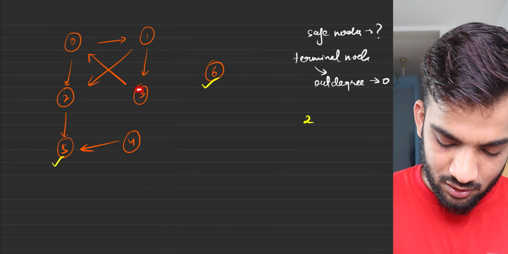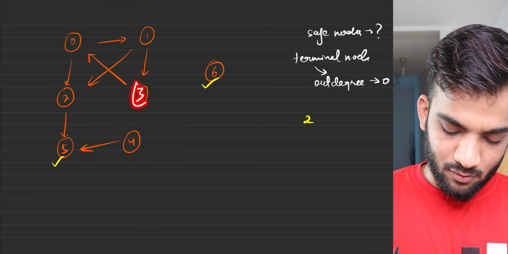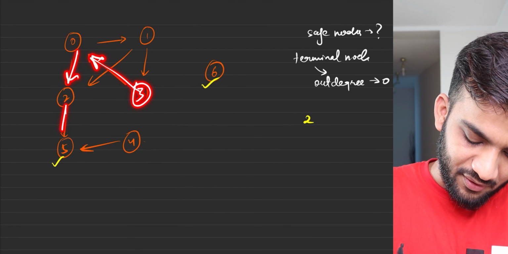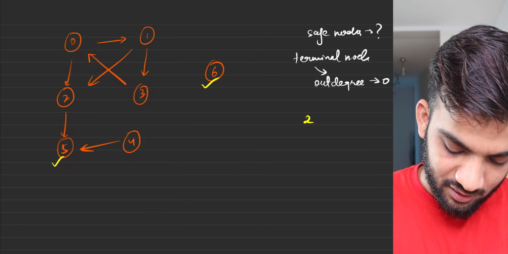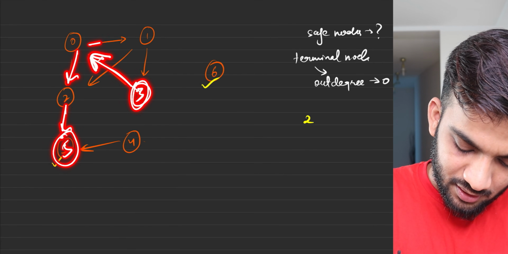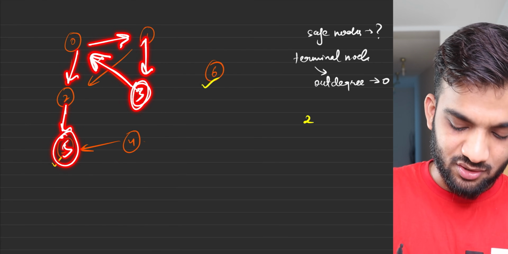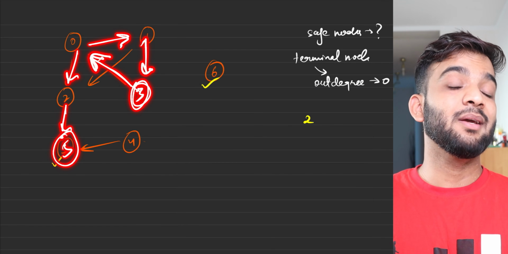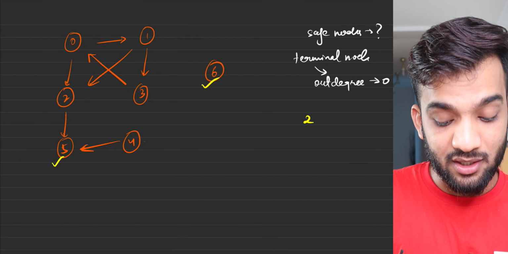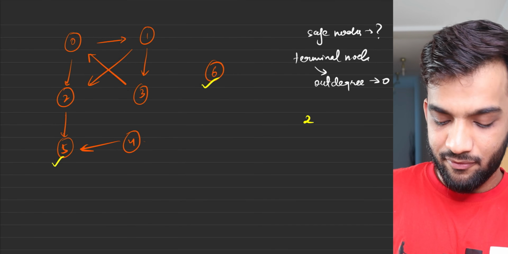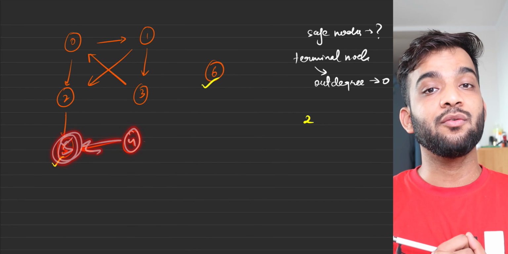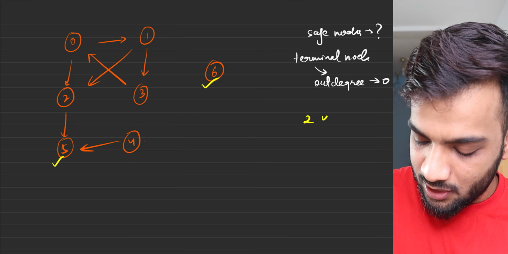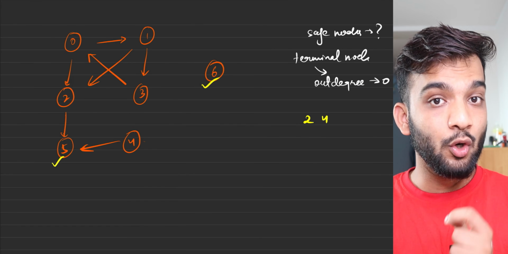Let's check out 3. One of its paths is definitely ending up at a terminal node, but are all the paths? Let's check. 3 has one more path like this, which ends up at 3 itself. So I can definitely say 3 cannot be a part of it. Can I have 4 as a part of it? Yes, it does end up at terminal node 5. So 4 can also be a part of my safe nodes, right?